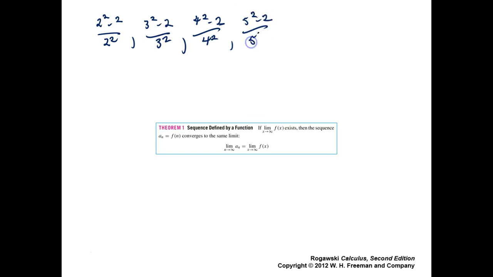Here's example 4. Find the limit of this sequence. Okay, 2 squared minus 2 over 2 squared, 3 squared minus 2 over 3 squared, 4 squared minus 2 over 4 squared, 5 squared minus 2 over 5 squared, and so on. There's your sequence. Not very pretty form, but there's your sequence. Okay. It says find the limit of that sequence.